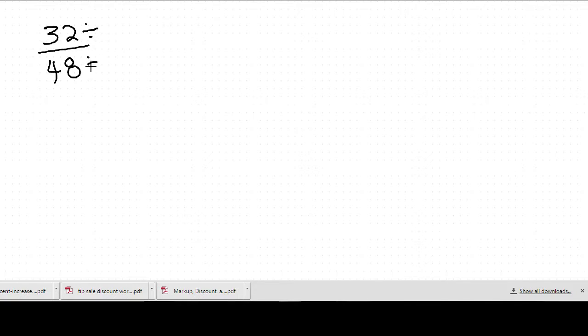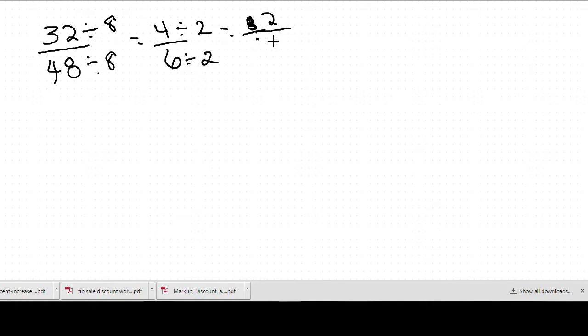Okay, so which number do you want me to use first to break it down? Which number am I going to divide the top and the bottom by? I usually do 8. Okay, that would be 4 and 6. And then we're going to use 2. So this would be 2 over 3. Mm-hmm. Okay.